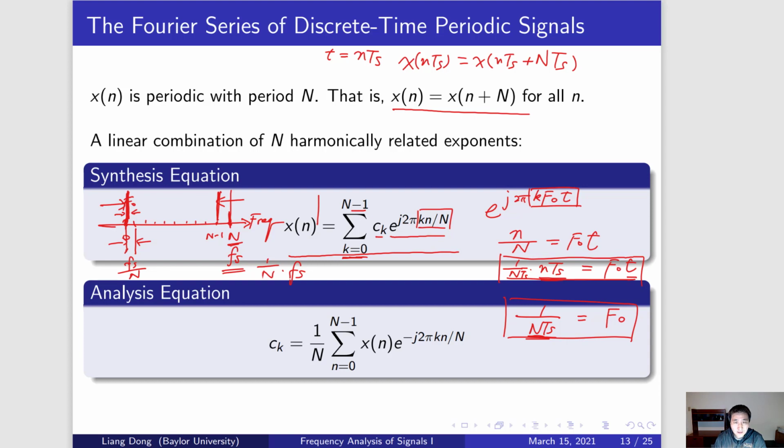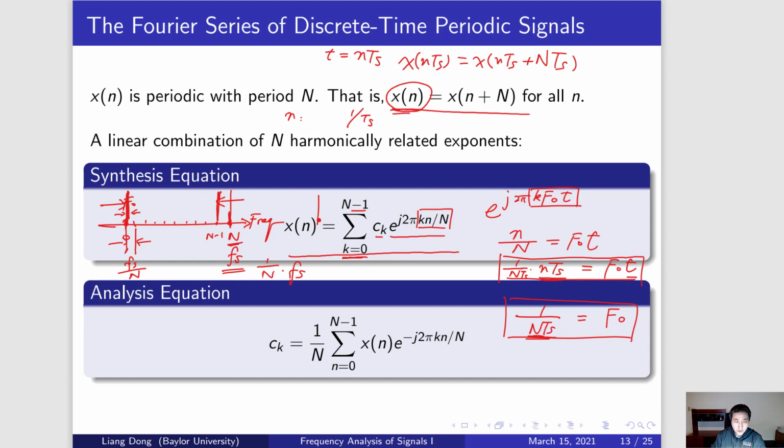This is indeed because we did a sampling on the time domain. The time domain is sampled with a sampling frequency 1 over Ts. So in the frequency domain, I will have copies of the signal around 0 and fs, 2fs, and so on and so forth. This aligns with our understanding of digitization of the signal.